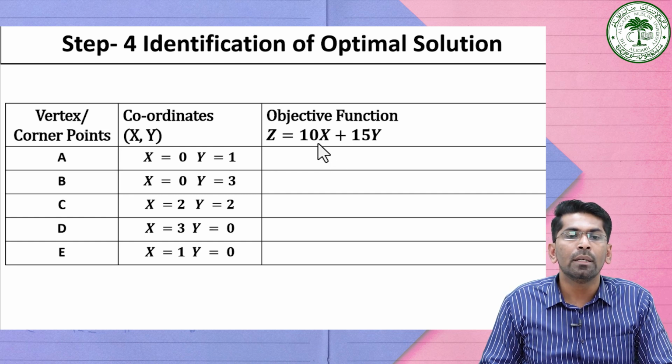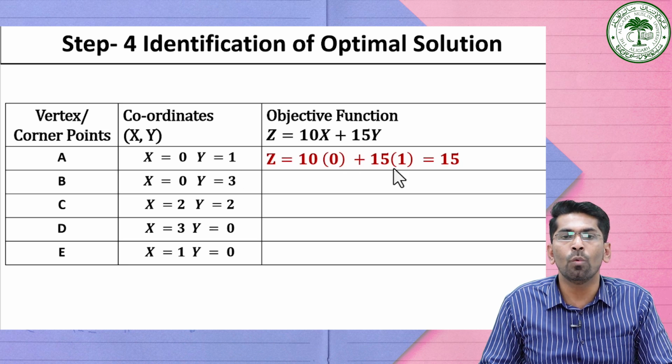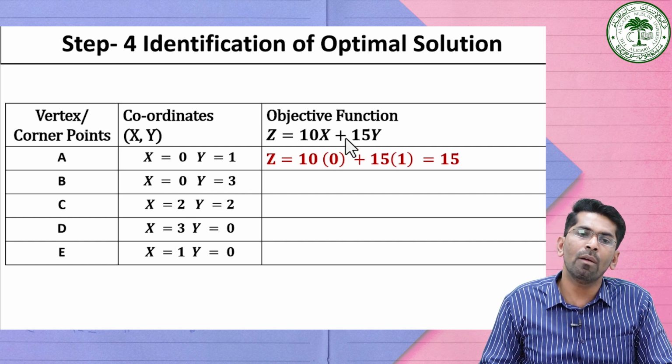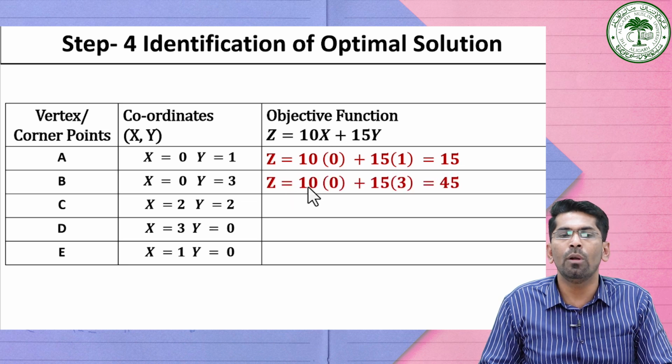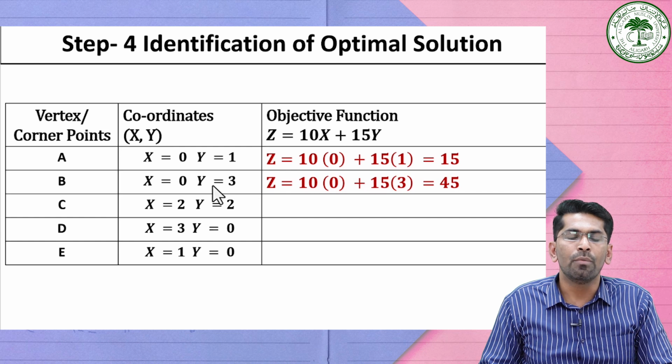Then it will become 10 into 0 plus 15 into y, which is 1. So 10 into 0 becomes 0, plus 15 into 1, which is equal to 15. So z, the profit, is equal to 15. Now at point B, x is equal to 0 and y is equal to 3. I am going to substitute x and y into the objective function. Then z is equal to 10 into 0 plus 15 into 3, which is equal to 45.